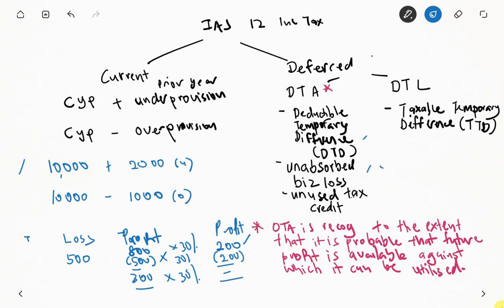The loss is 500, but I utilize only 200 for this case. So I recognize only 60 as my asset, because I'm only able to utilize 200, which means the tax saved is 60. You see the first example, will I be able to utilize all? Yes. So I get to benefit from all 500 times 30%, and recognize a 150 asset.